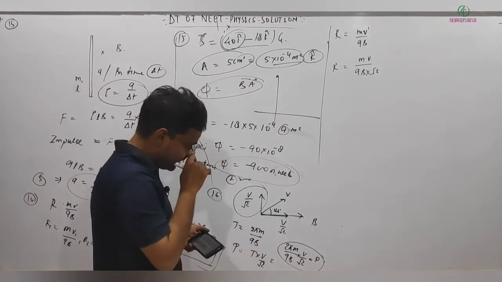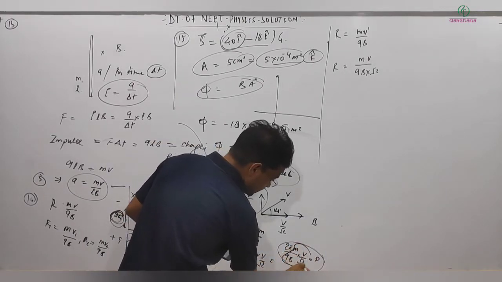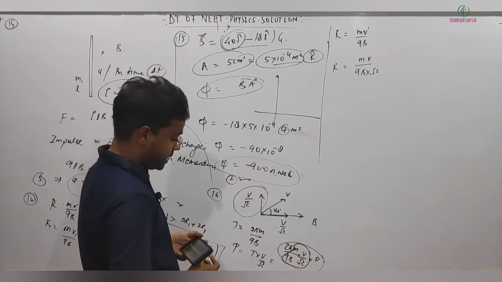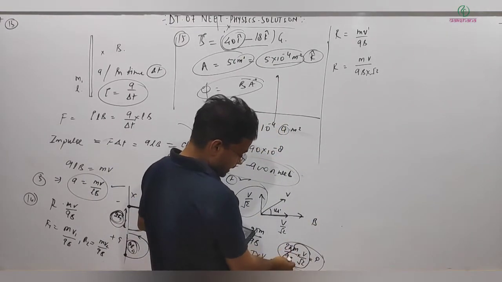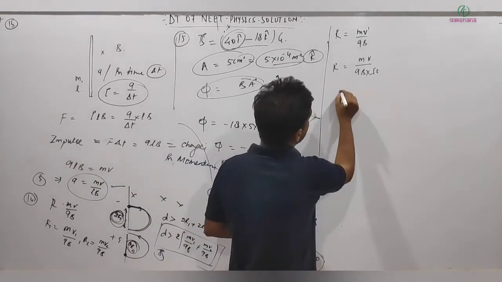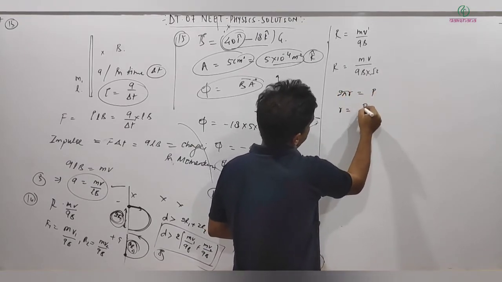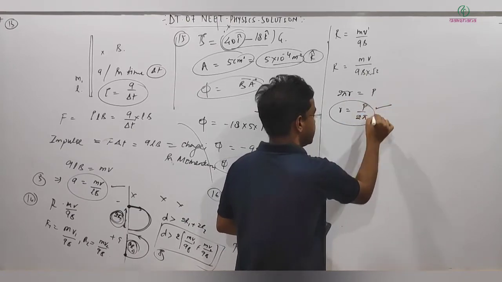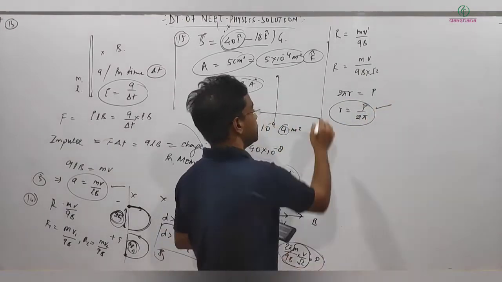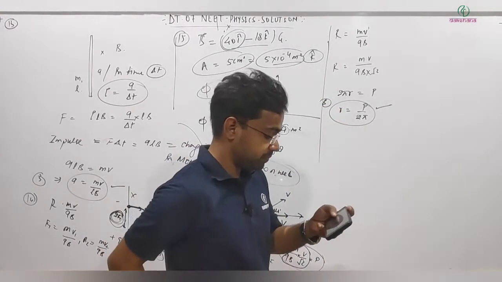So here m v by qB, this quantity is equal to R. So then I can write 2 pi r is equal to p, and this implies r is equal to p divided by 2 pi, and that will be matching with option 3. So the answer to question number 16 will be third.